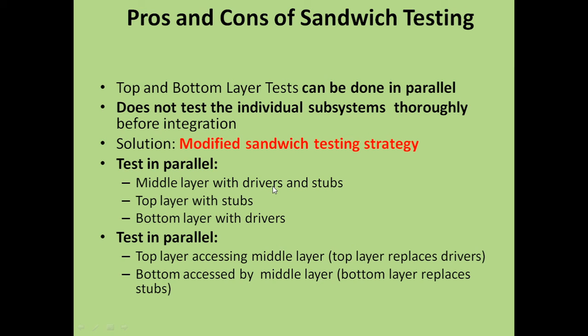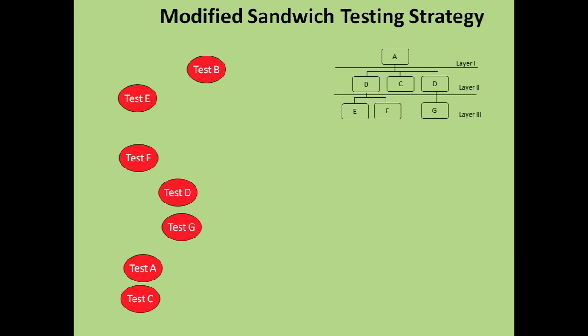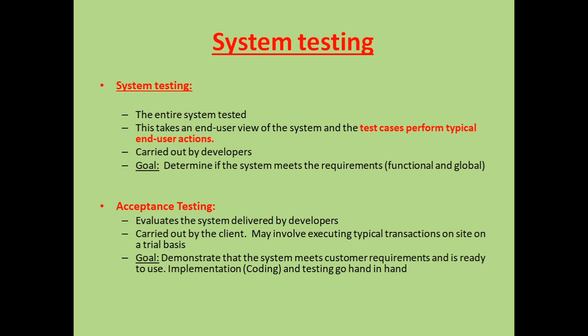Instead, they are replaced by drivers and stubs. The top layer uses the stubs and the bottom layer uses the drivers. So the testing can happen in parallel. The top layer accesses the middle layer, the top layer replaces drivers, the bottom can be accessed by the middle layer and it replaces the stubs. So this is the modified testing strategy.